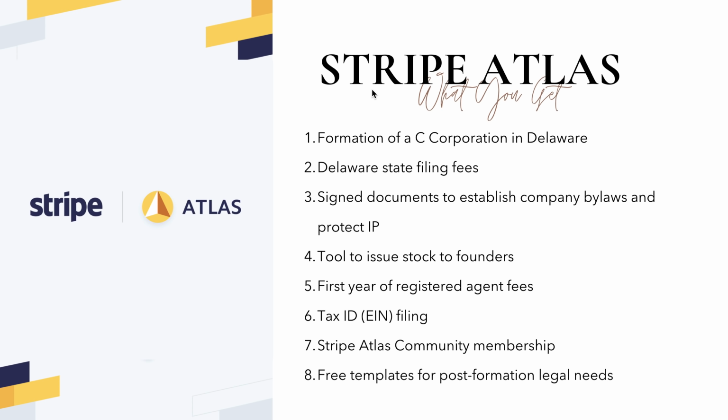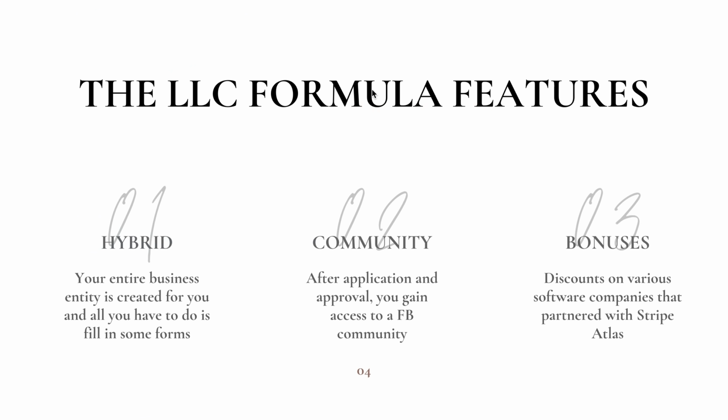So basically, when you sign up through Stripe Atlas, they create a C corporation for you in Delaware. Delaware is a state, one of the 50 states in the United States of America, and you also get all of the documents you need. They file everything for you and give you your EIN. If you don't know what an EIN is, it's an employer identification number. So that will be for your business. That is basically what you get from Stripe Atlas. That is what you get for the $500 that you pay.